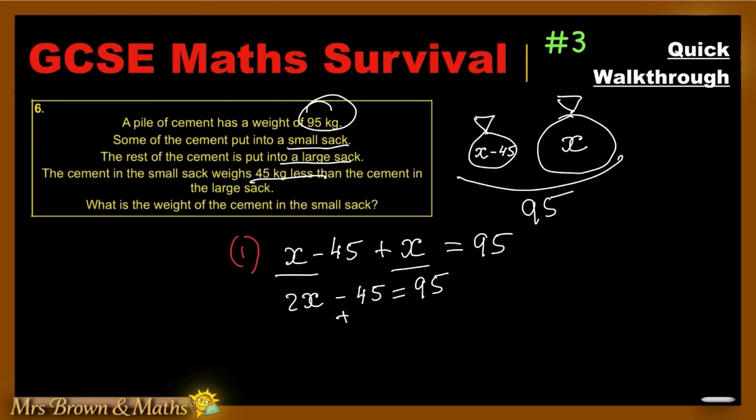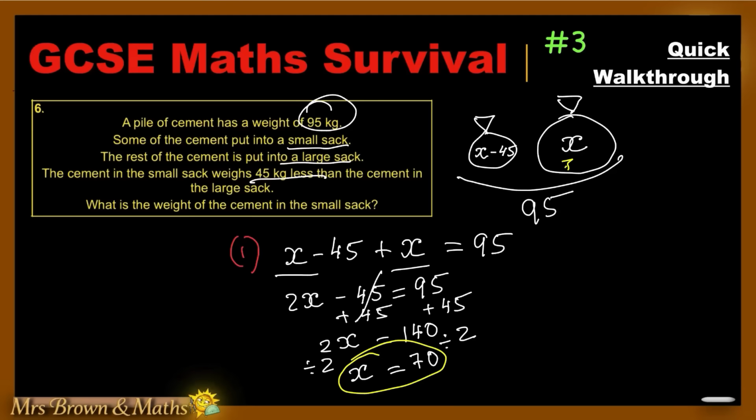Solve the equation. Always do the same opposite to both sides. So opposite for minus 45 is plus 45, both sides. So 2x equals 140. 2x means times, opposite is divide. So divide by 2, both sides, x equals 70. That is the big sack, but the question is the small sack. So to get the fourth mark, 70 minus 45 is 25. So final answer is 25 kilos.